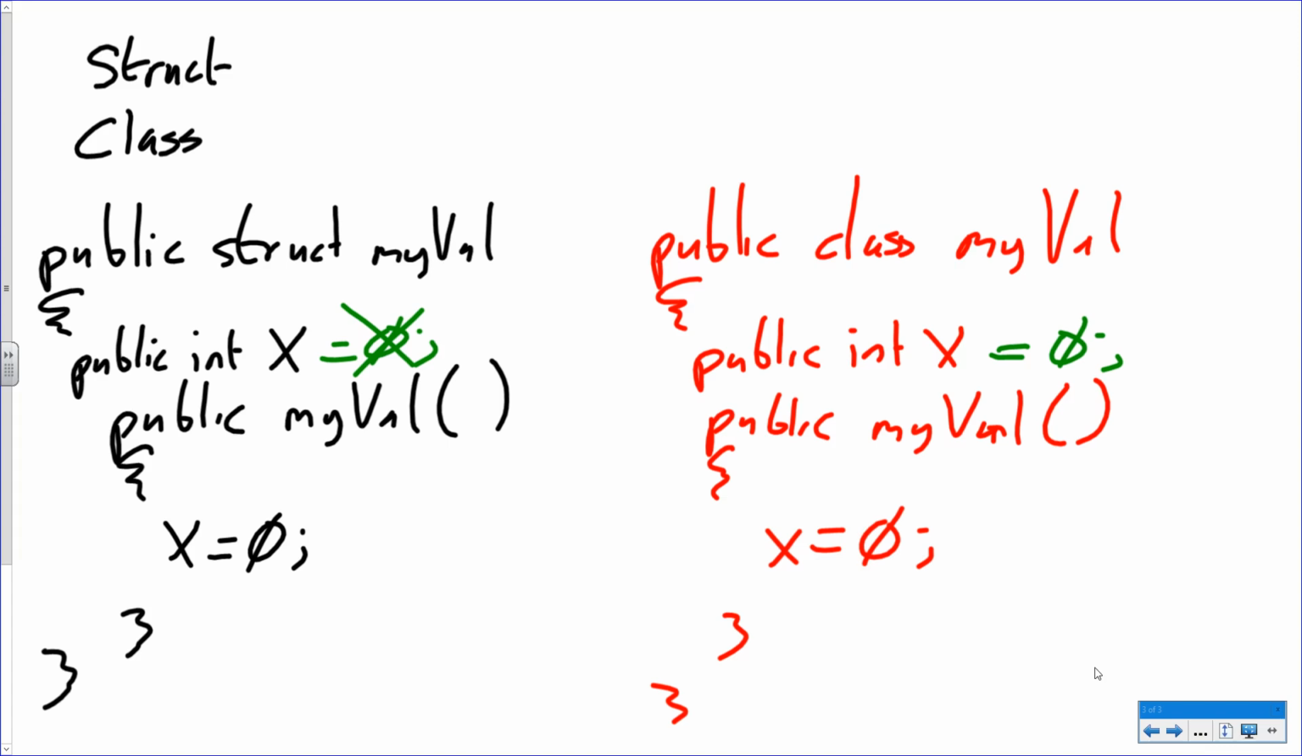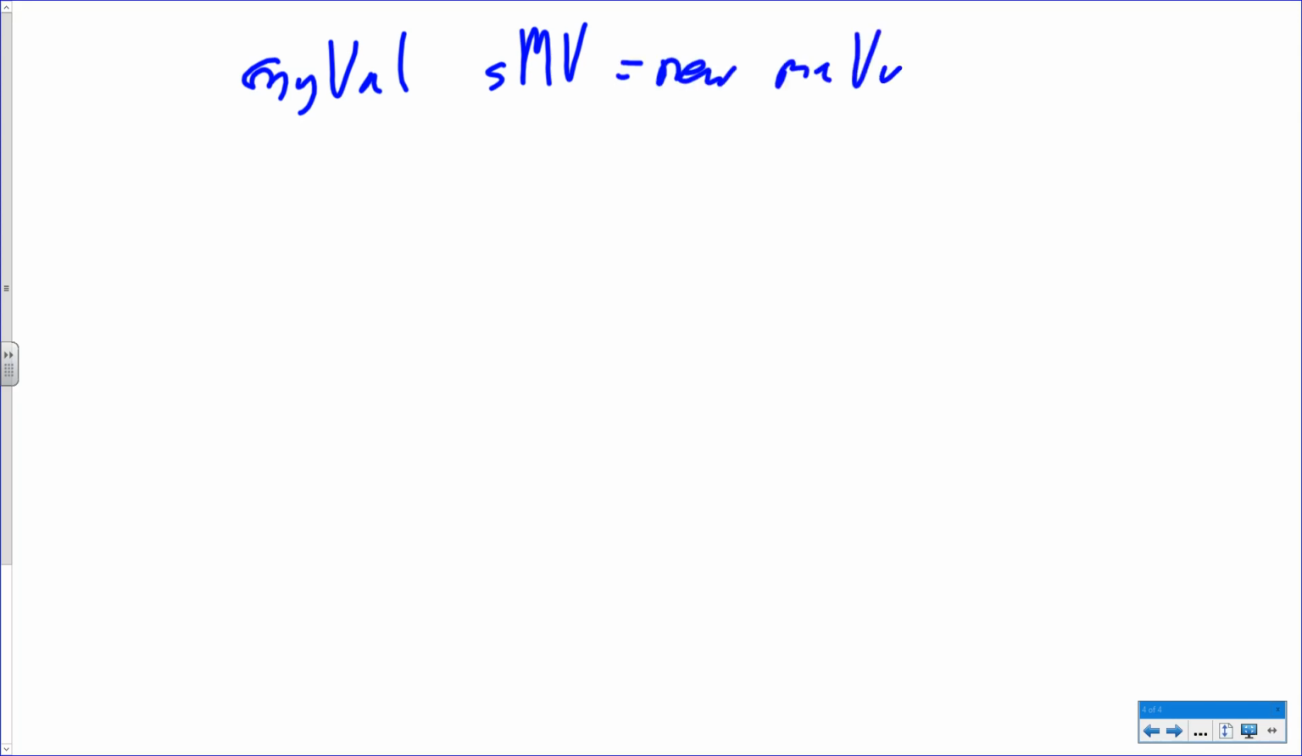So, if I was to do the following in the structure, let's have this myval, SMV. So this is my structure one, equals new myval. So now smv.x equals 0. I can say smv.x equals 12, and it sets that value. Yeah, everyone's okay so far? Yeah?